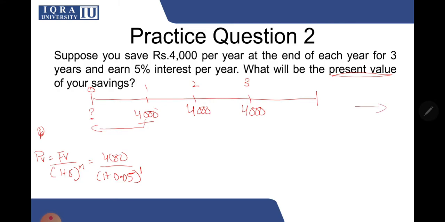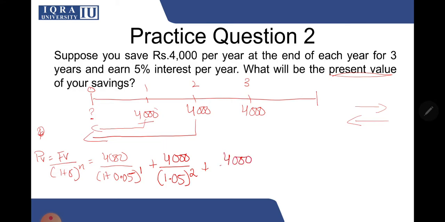In future value you go this way, and in present value you're coming backwards, you're coming towards time 0. Similarly, you're going to do it for the second cash flow, 4,000 over 1.05. So I've just added it, 1 plus 0.05, and this will have power 2 because this is going to come back 2 years, 1 and 2, plus we have 4,000, the last one, and this one is going to come back 3 years, 1, 2 and 3. So if you calculate this, you will find out the present value.